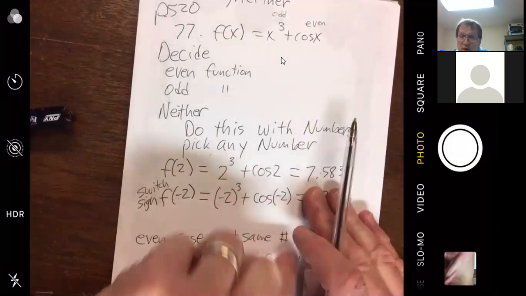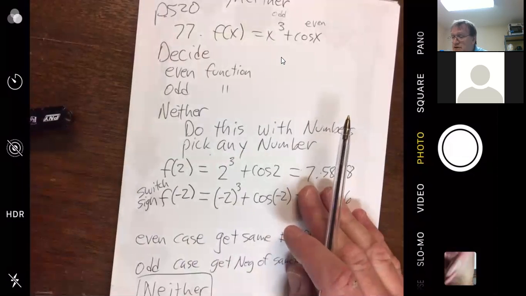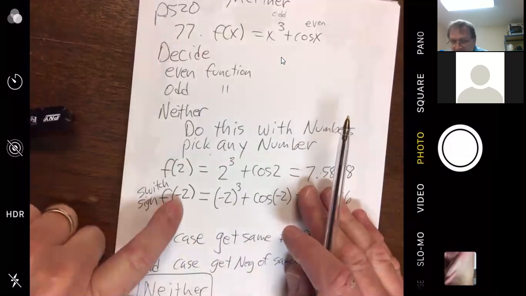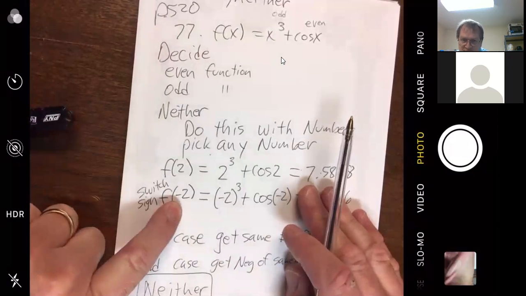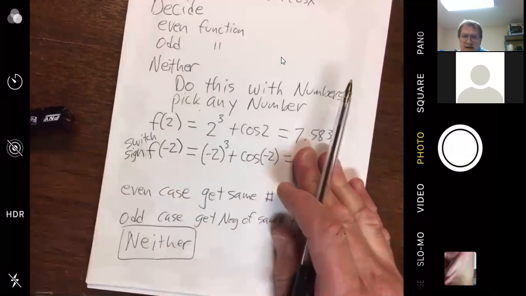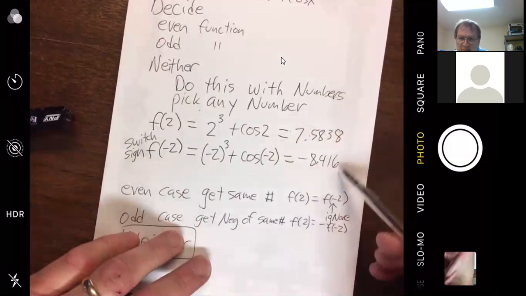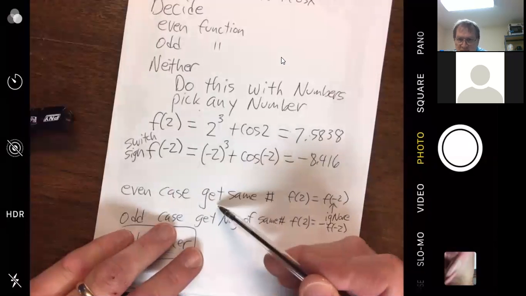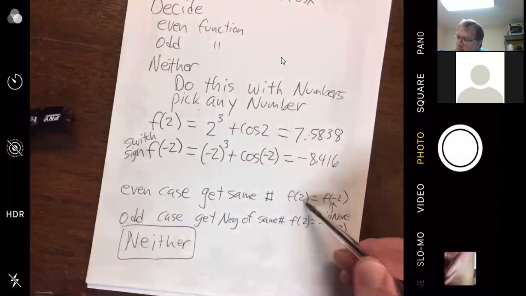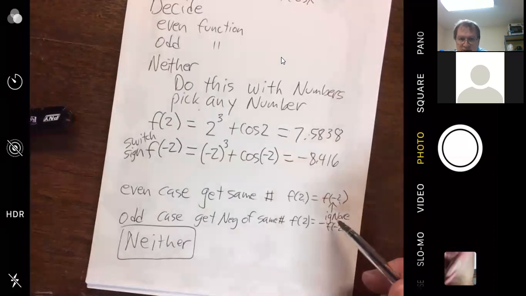You can be in degree mode or radian mode, it doesn't matter. It works the same. Then, whatever number you pick, you plug in the negative of it, the opposite of it, and you compute that out. Here are the 3 cases that can happen. If you get exactly the same number, that's an even case, which means f of 2 is a number, plug in -2, get exactly the same number, you have an even case.